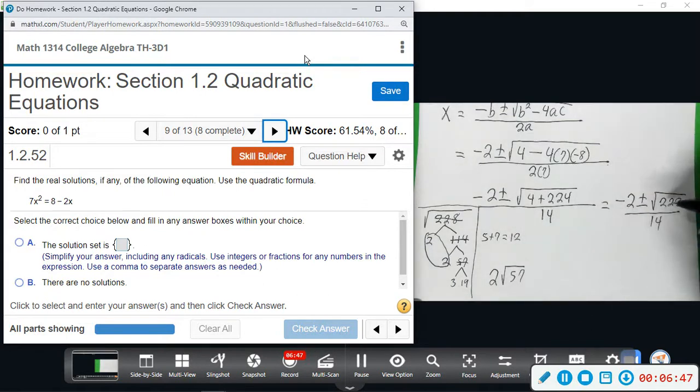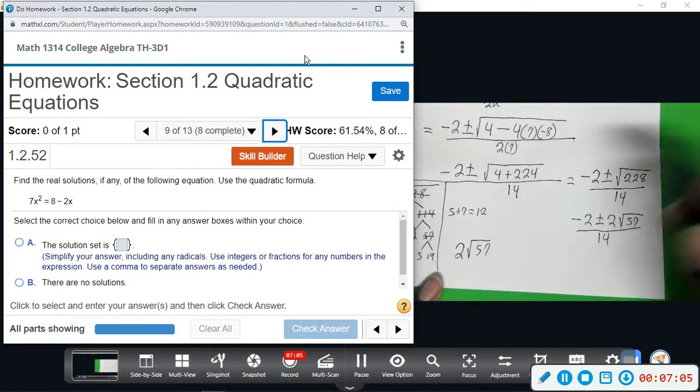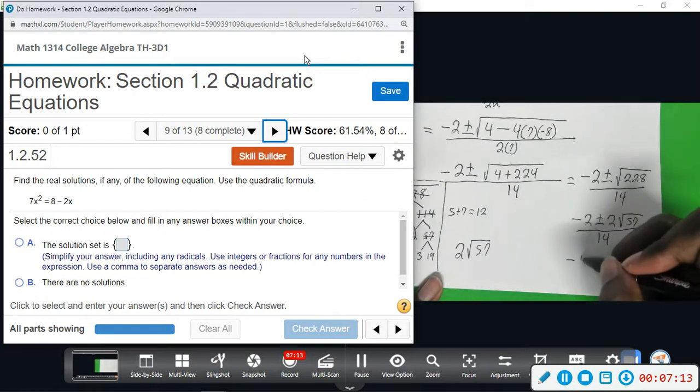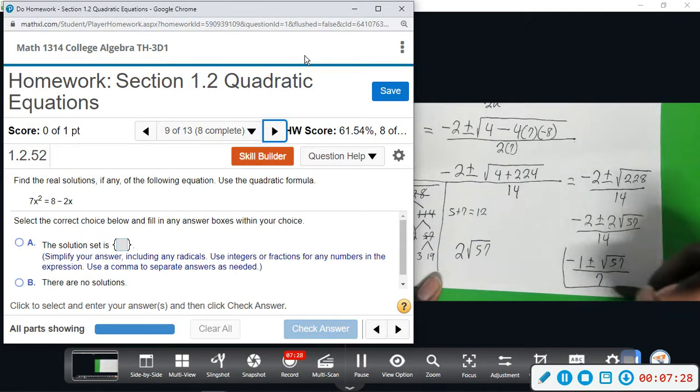All right. So over here, I'm going to bring this down. So we got negative 2 plus or minus 2 square root 57, all divided by 14. All right, so one more thing. All of these numbers are divisible by 2, so we're going to divide by 2, divide by 2, divide by 2. Divide by 2, negative 1, plus or minus. Divide by 2 is just 1, and we just have that square root of 57 and no coefficient in front. 14 divided by 2 is 7. So here is our answer.